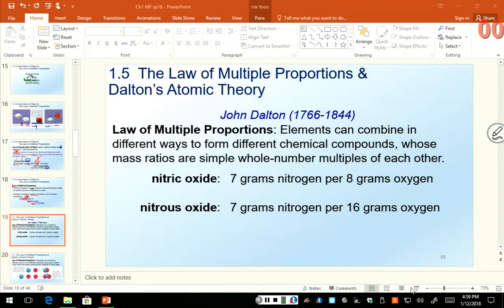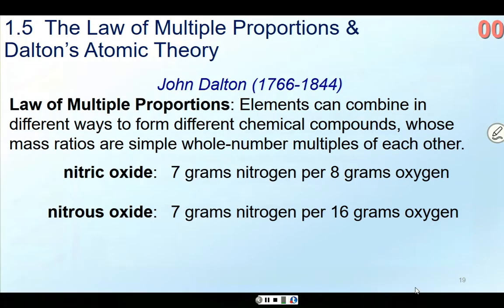All right, let's talk about some more topics from Chapter 1. The law of multiple proportions and Dalton's atomic theory would come next. John Dalton lived in the 1800s, and his concepts have held for decades and centuries. The things that John Dalton proposed in those days have been found to be largely very correct.